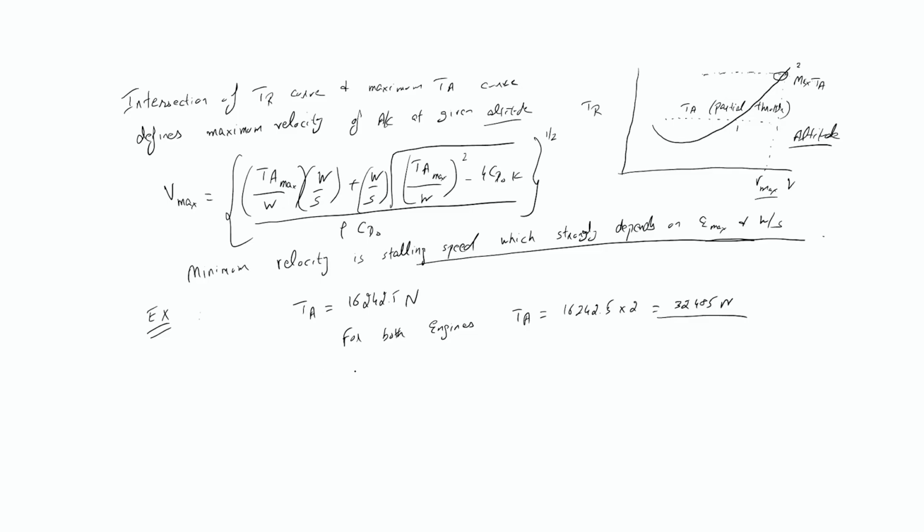Alright. So to fly at maximum velocity, the pilot has adjusted the throttle such that thrust available equals 32,485 newtons. Now we have already drawn the thrust required with velocity curve. Remember? Now let us go to the MATLAB plot and see what is the velocity at which thrust available is 32,485 newtons.